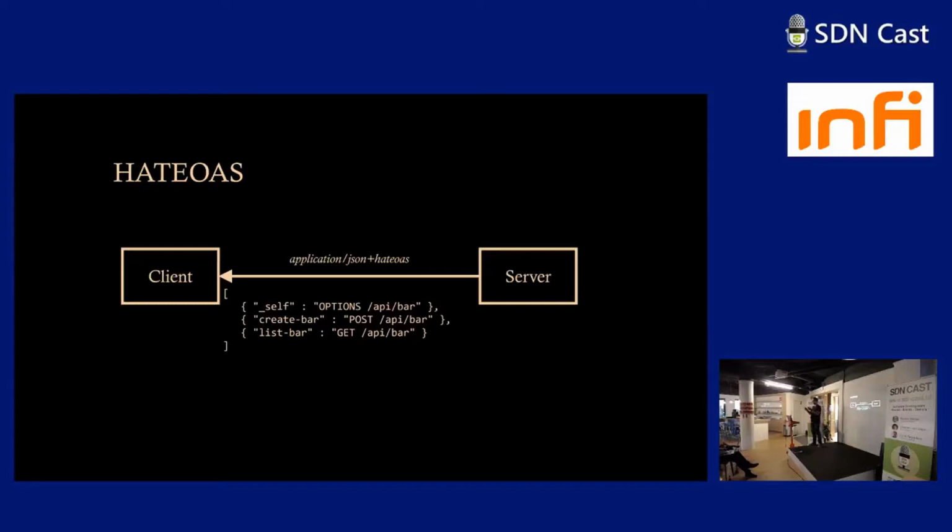You navigate through pages. Why should our REST services be different? Why should the client know about URLs? The server should tell it about URLs, because the server evolves. The client uses it.